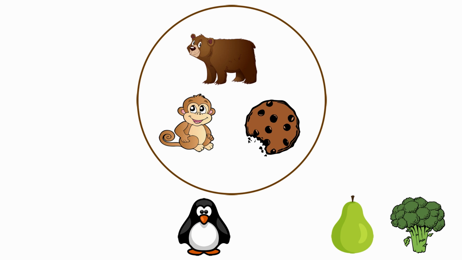Next we have a pear. Is the pear brown? No, the pear is not brown. Let's leave it right where it is. Our last picture is broccoli. Is the broccoli brown? No, the broccoli is not brown. Let's leave it right where it is.